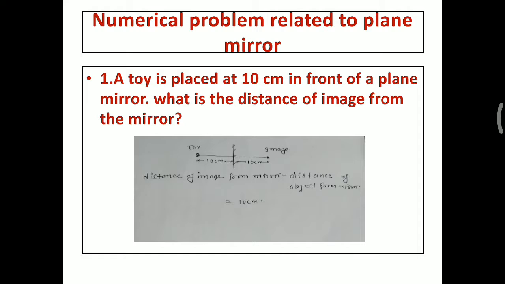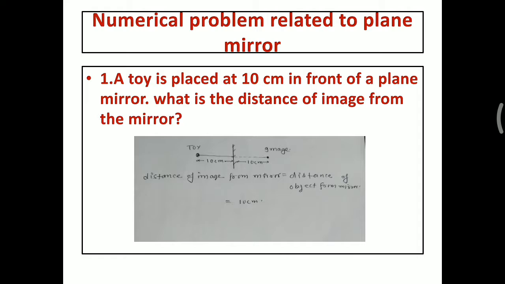And the distance between the object to the mirror is equal to the mirror to the image. And also the image is always laterally inverted. And look at the first question.